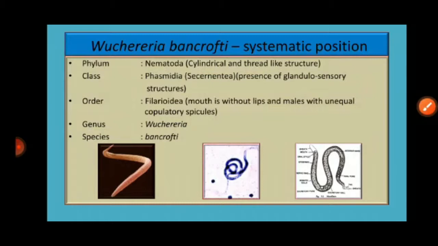Today let us discuss Wuchereria bancrofti life cycle. Before our discussion, let us start with the systematic position of Wuchereria bancrofti.